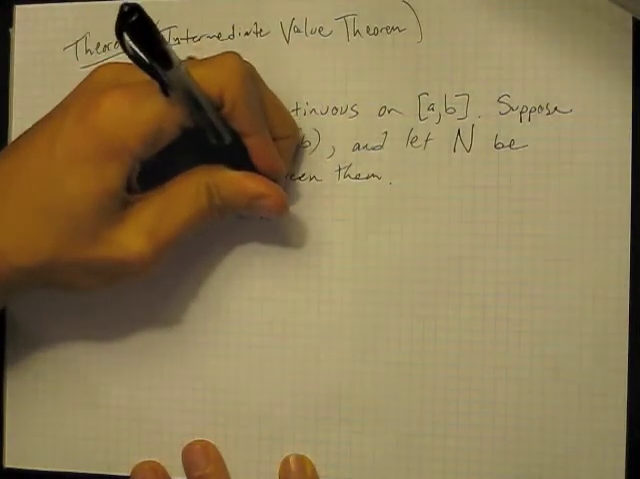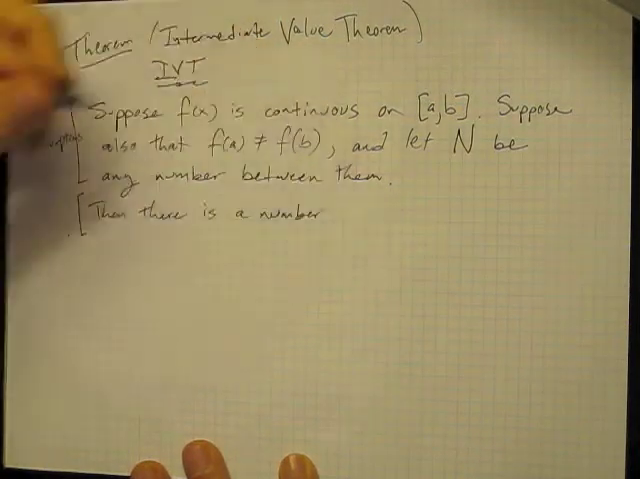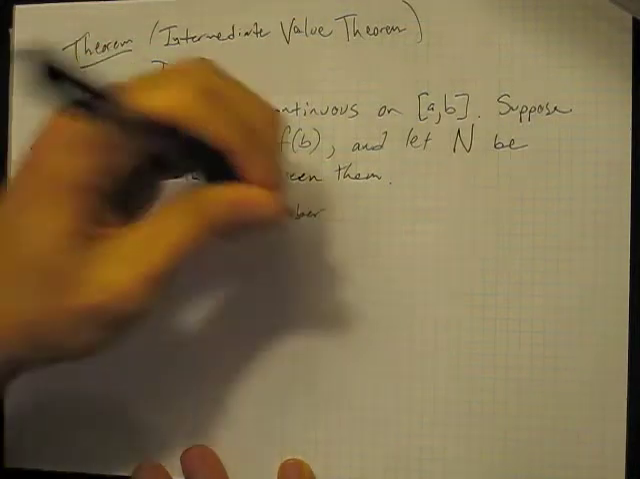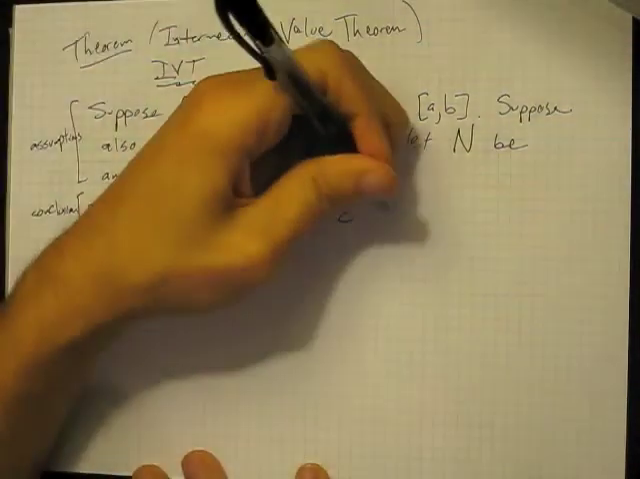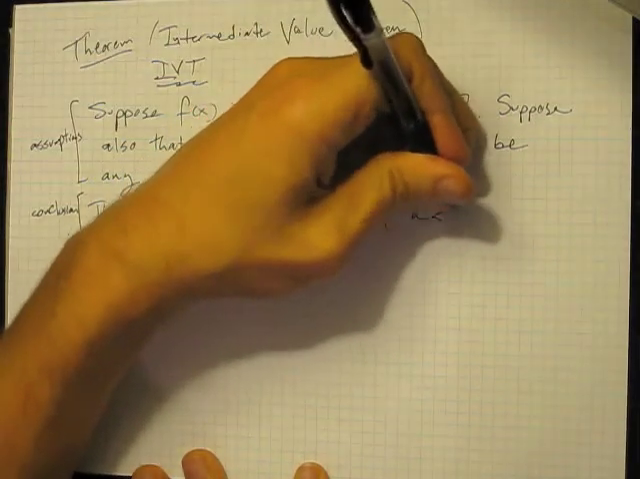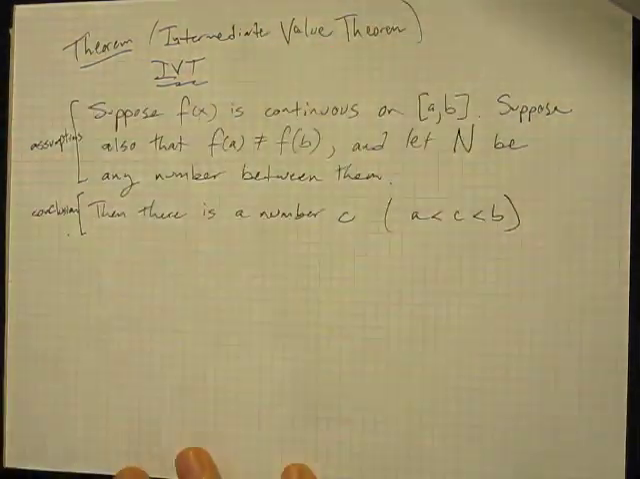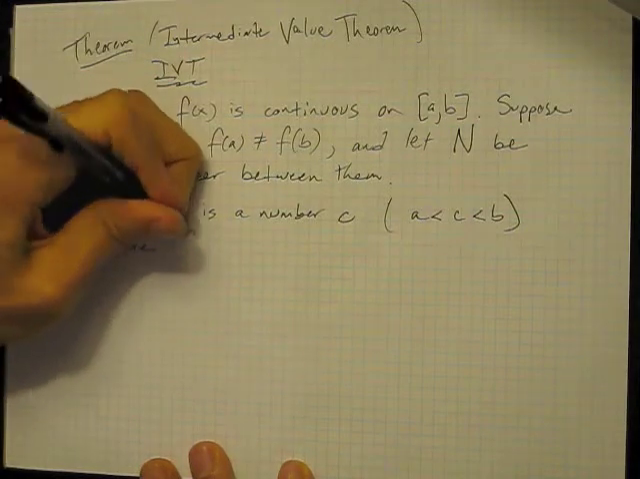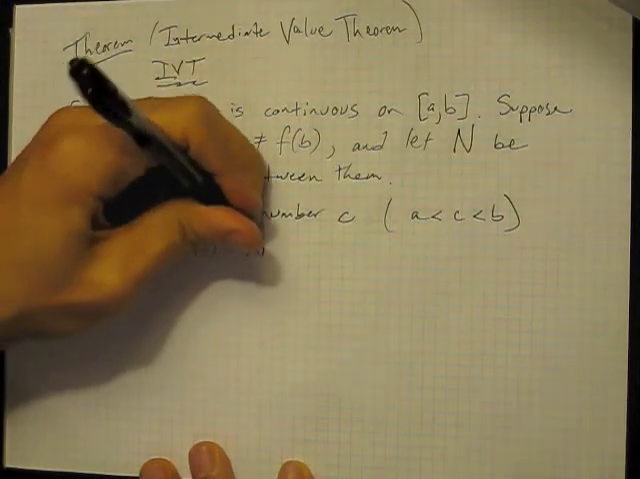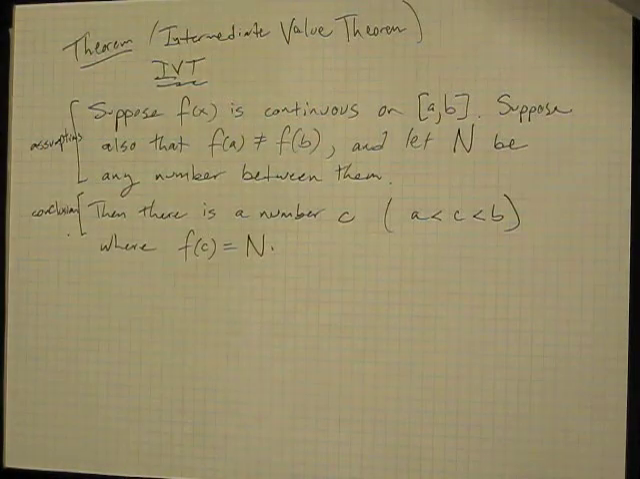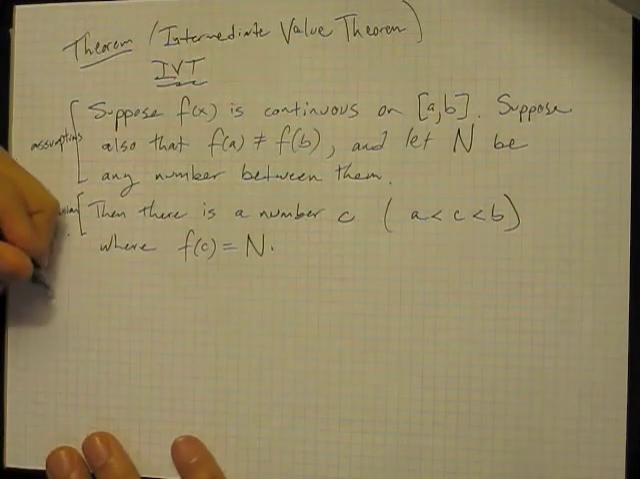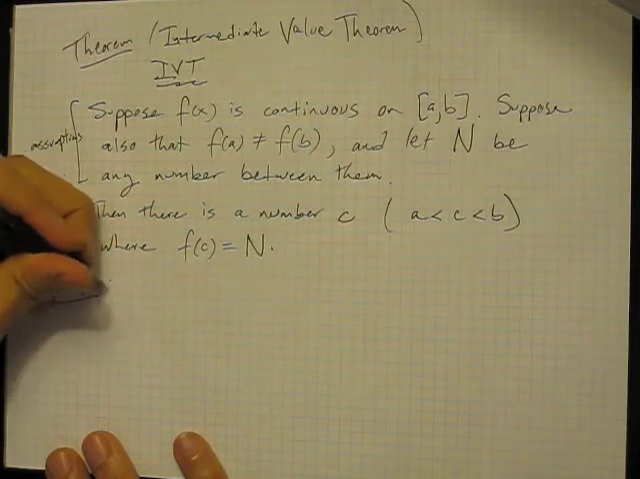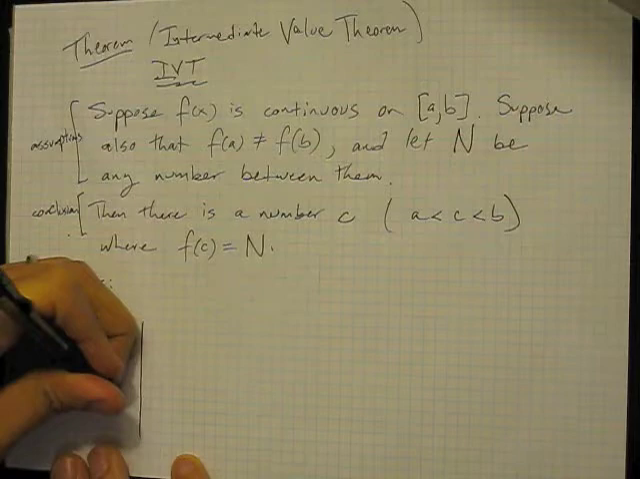So then the conclusion of the theorem: then there is a number c, where c is strictly between a and b, where f of c is equal to n. Okay, let's take a look at two pictures that illustrate this fact.